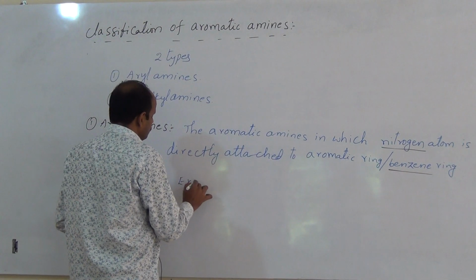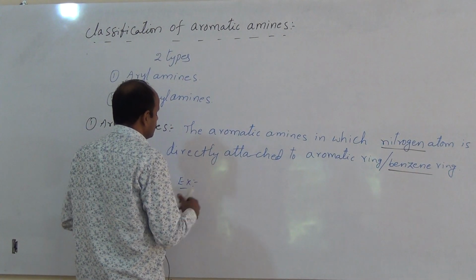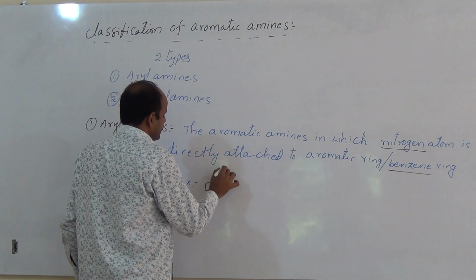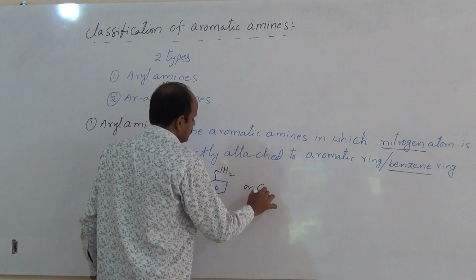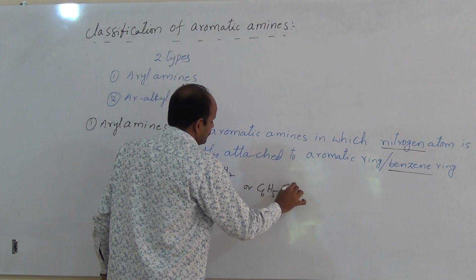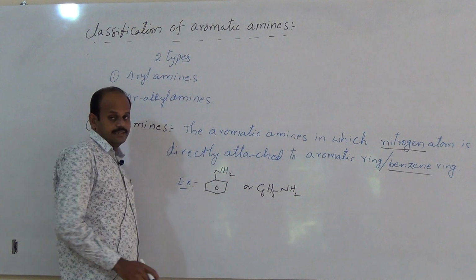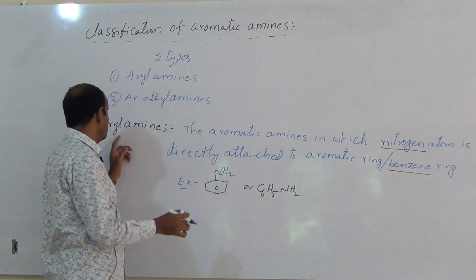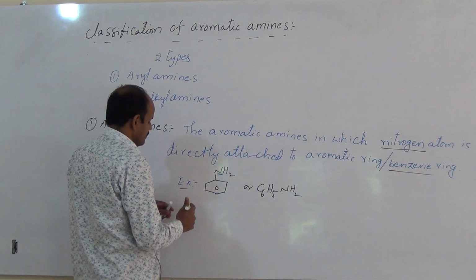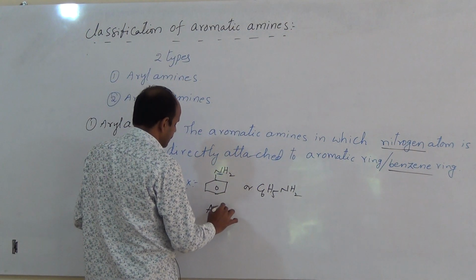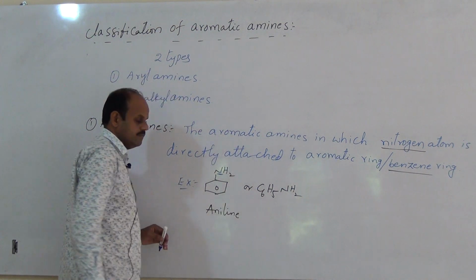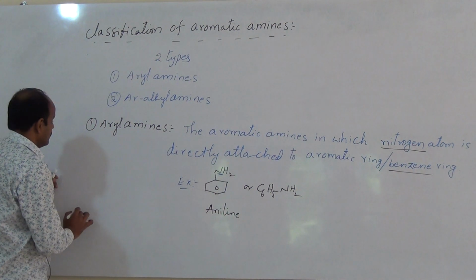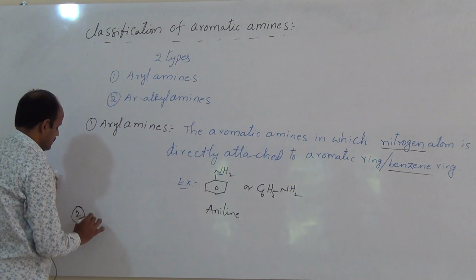Example, C6H5NH2. C6H5NH2 means here benzene ring and NH2, in which this nitrogen atom is directly attached to this benzene ring, hence it is called as a aryl amine, and the name of this compound is aniline. Okay, and what is the second classification? Here aralkyl amines.